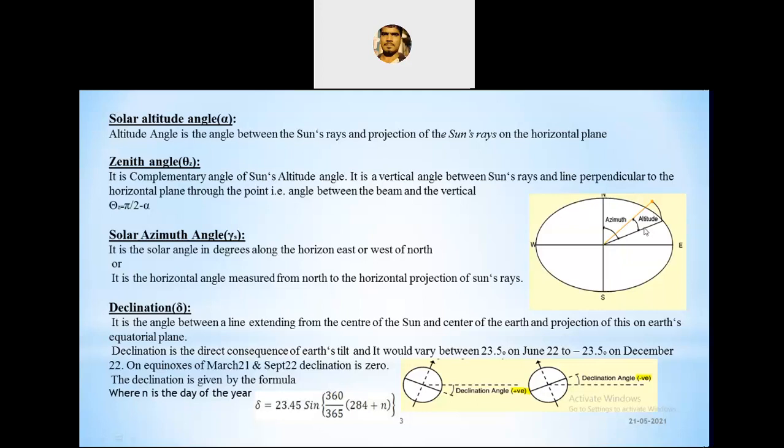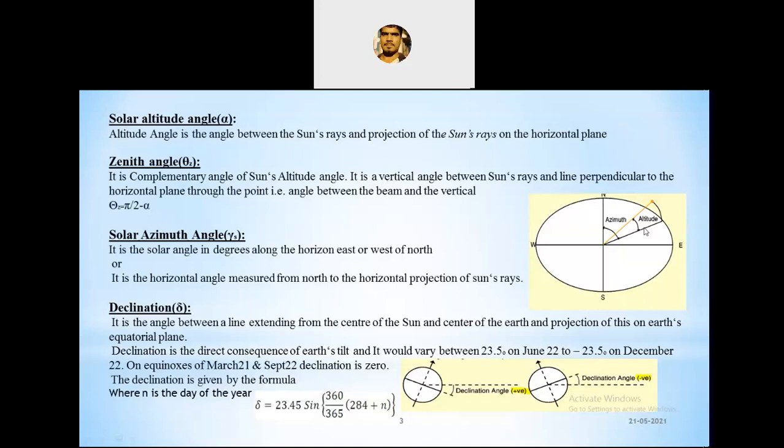It is between the sun rays and the line of projection perpendicular to the horizontal plane. So the first angle is for the horizontal, and the second one we consider for the vertical plane. So we can consider the solar azimuth angle and the solar zenith angle, theta z.